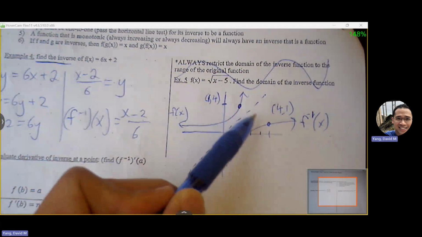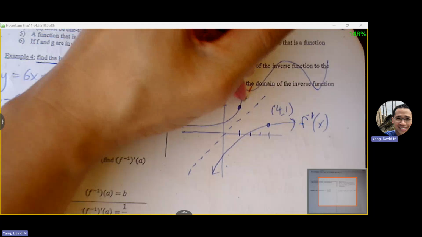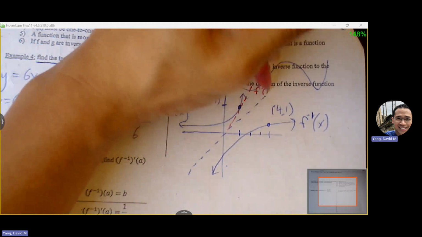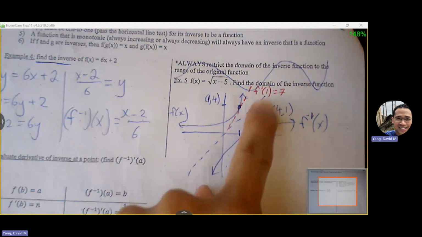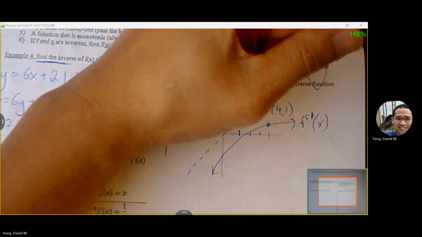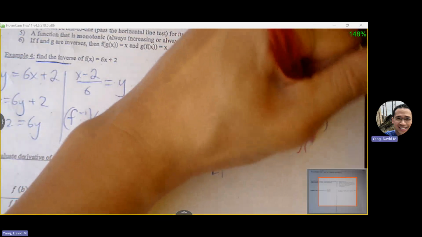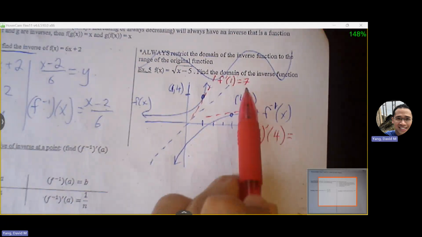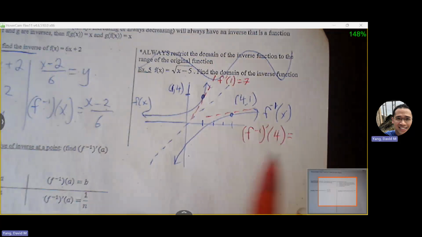So at these points, there's a certain relationship in terms of their slope. I want to see if you can guess what it is. Let's say there's a slope here at this point, meaning f prime of 1 is equal to 7. What do you think the derivative of f inverse at 4 is going to be? What do you think the slope will be? It's related to this number. 1/7, yeah.